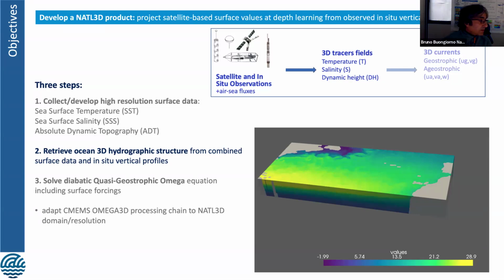But today I will be focusing only on the intermediate step in our work, because of course we first had to collect or develop new products informing us on what's happening at the surface from satellite observations. Then we projected this data at depth, and then we applied other more advanced diagnostics to get also estimates of the vertical exchanges, for example, and so on.